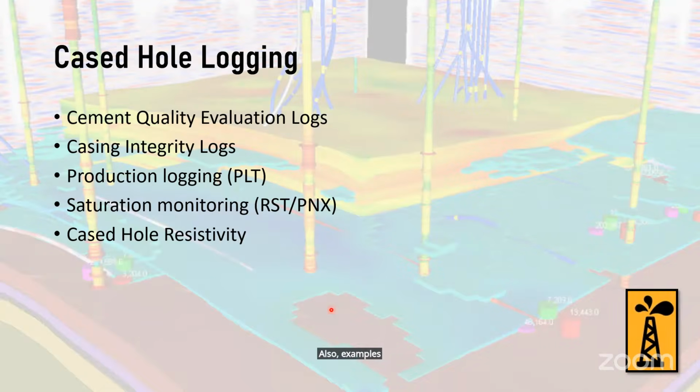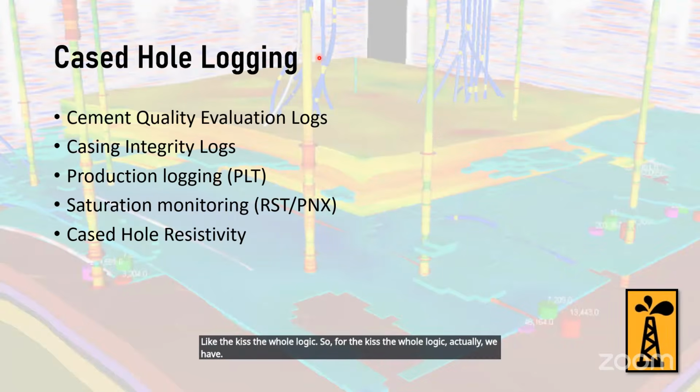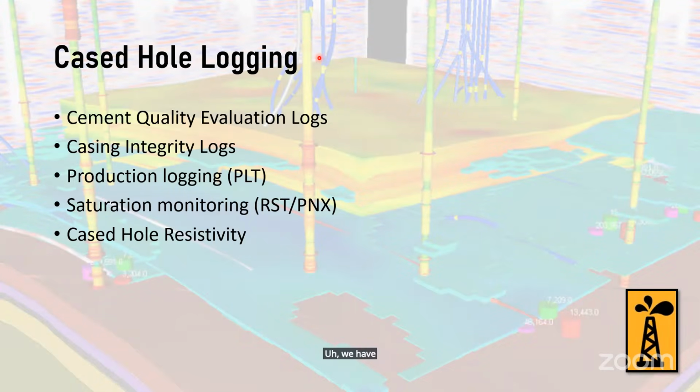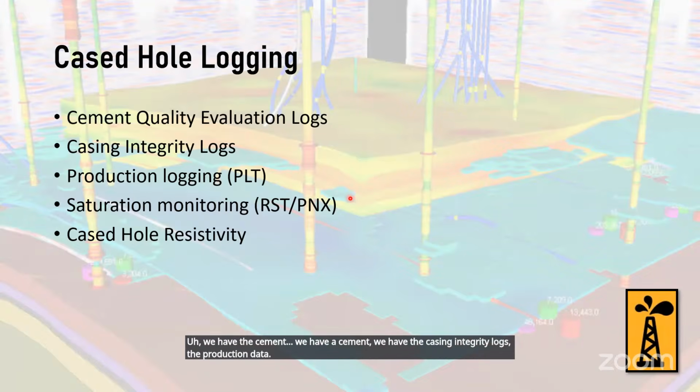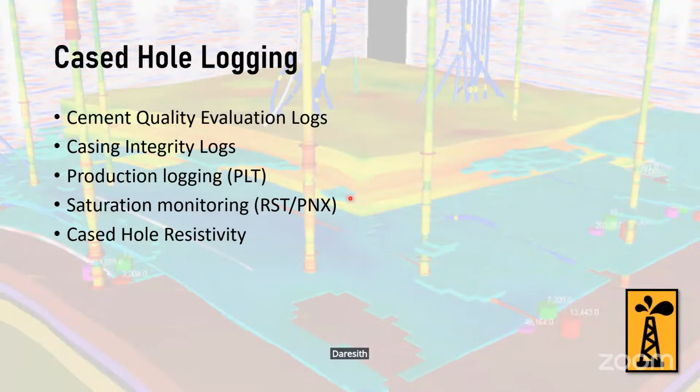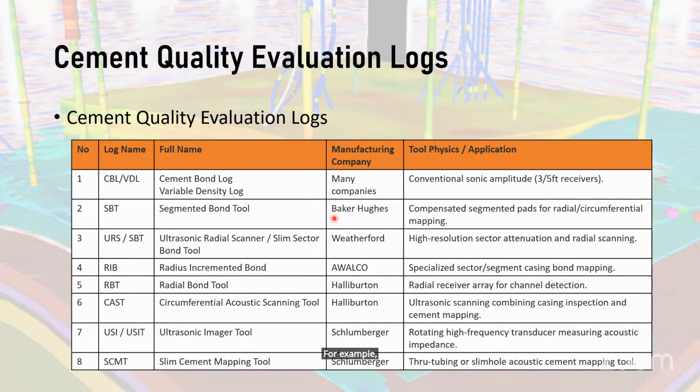Also, examples for the reservoir surveillance data include cased hole logging. For cased hole logging, we have cement and casing integrity logs, the production data, the RST, and the cased hole resistivity. For example, the cement quality evaluation logs like the CBL, the SPT, and the USIT. Usually for the cement evaluation logs we have 4 levels of tools.